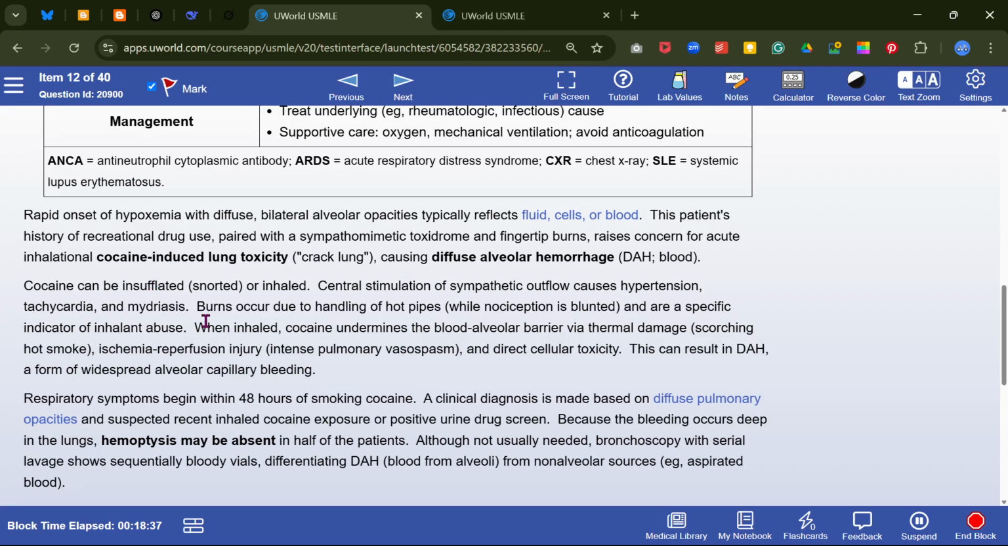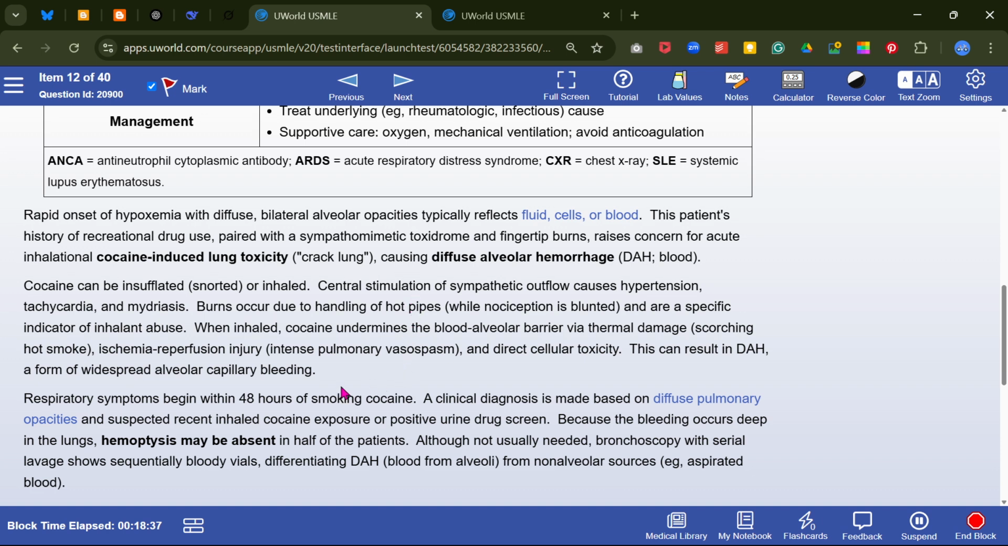Cocaine can be insufflated, snorted, or inhaled. Central stimulation of sympathetic outflow causes hypertension, tachycardia, mydriasis. Burns occur during handling of the hot pipes, while nociception is blunted, and are a specific indicator of inhalant use. When inhaled, cocaine undermines the blood-alveolar barrier via thermal damage, scorching hot smoke, ischemia-reperfusion injury, intense pulmonary vasospasm, and direct cellular toxicity.